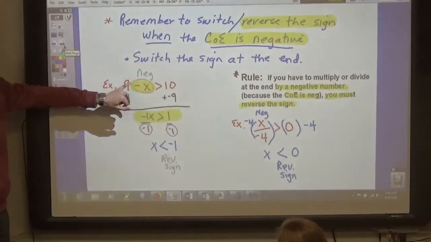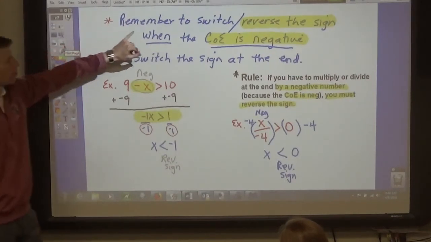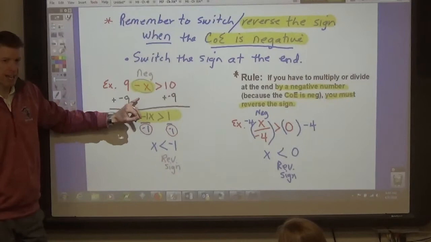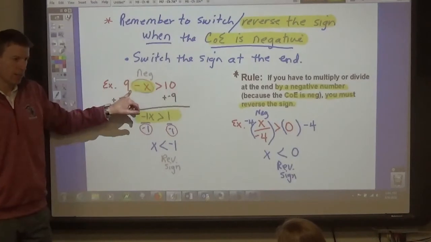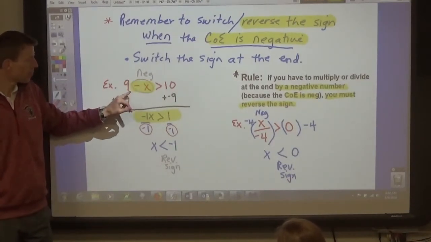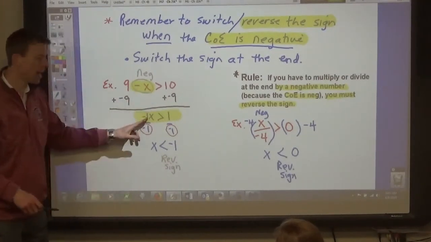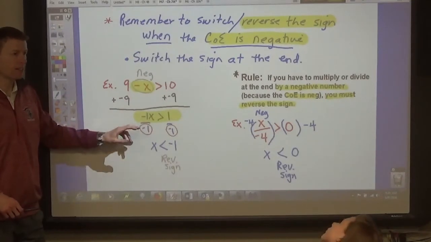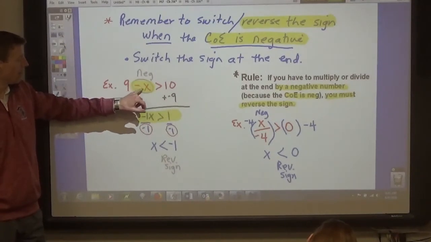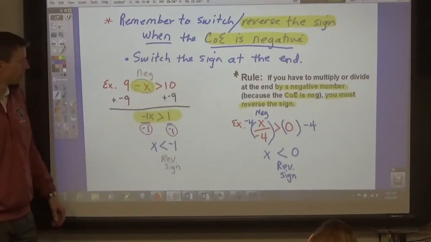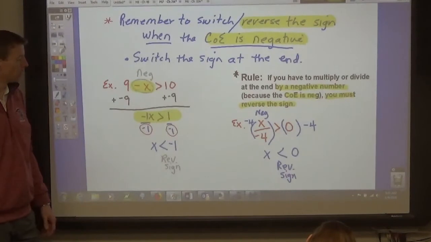And that is that with inequalities, in order to find the proper solution, you have to reverse the sign when the coefficient is negative. So, when you have the inequality, after you get the variable term, this number with the x by itself on one side, you might find that the coefficient is negative, like in this one. 9 minus x is greater than 10. Well, first thing you need to do is get the x term by itself. So add negative 9 to both sides.